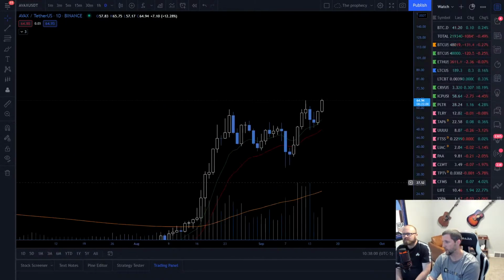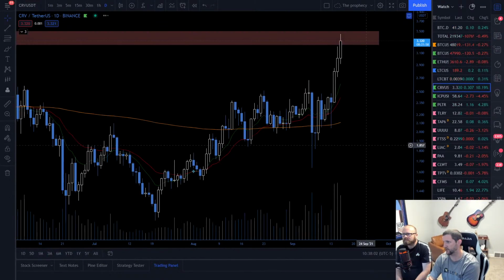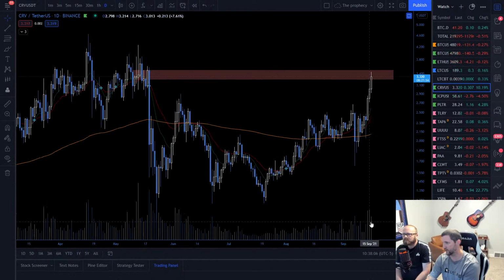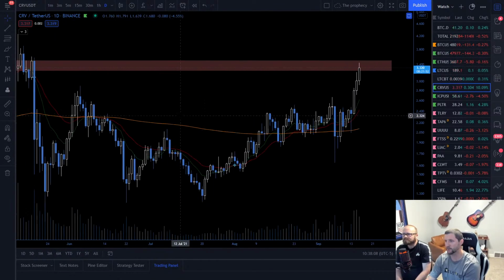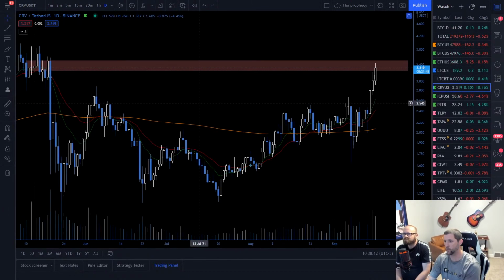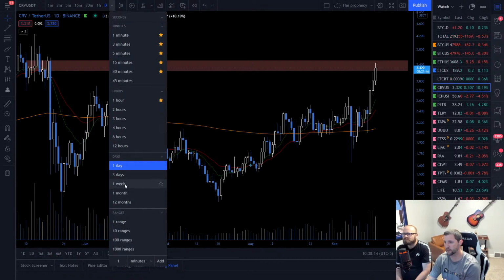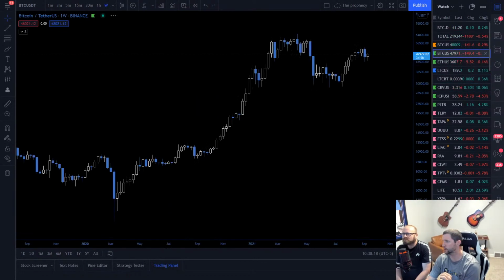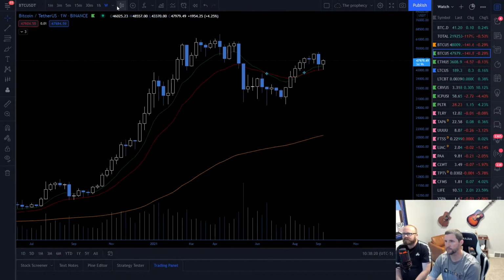Somebody asked if volume is good for CRV. Does that volume look good to you? Look at that, highest volume on the chart right now. So, looks great. My other point is, I don't know if I want to use CRV for this example. Let's try Bitcoin for now.